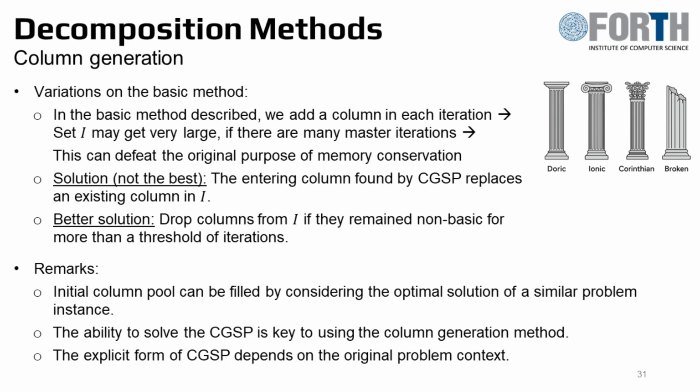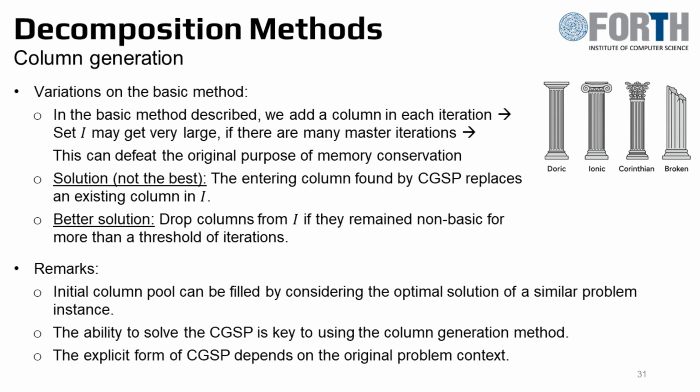A better solution is to remove columns from I if they have remained non-basic for more than a certain number of iterations. This allows the master problem to remain compact while retaining useful columns. Let us also add some practical remarks. The initial column pool can be constructed intelligently. For example, it may be based on the optimal solution of a similar instance. Also, the ability to efficiently solve the column generating subproblem is crucial.